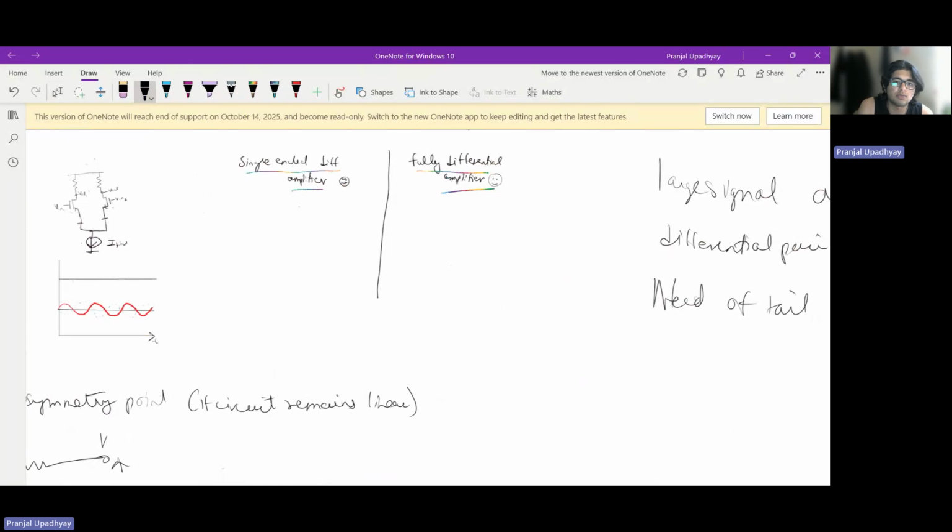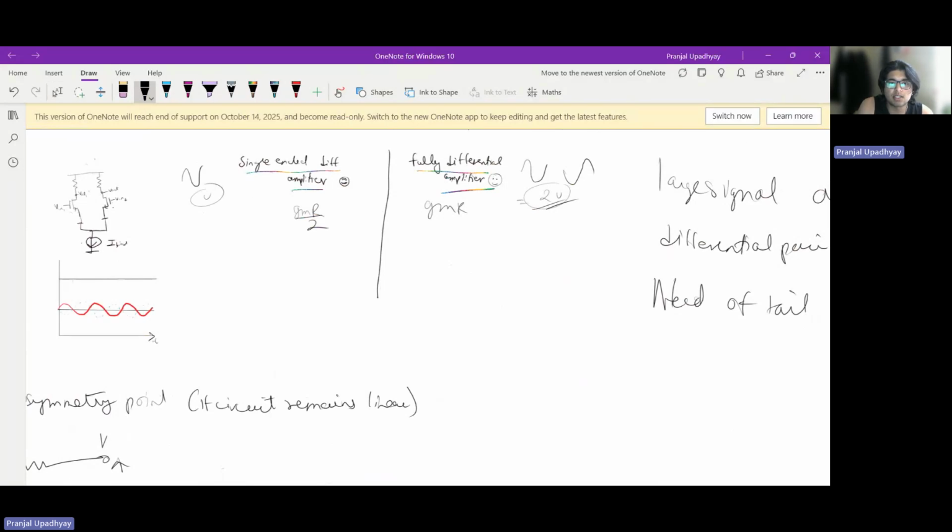But the thing here is that the differential gain of the single-ended amplifier is half of the differential gain of the fully differential amplifier. The gain in single-ended is half, and I think we can understand it intuitively also, because here you are taking only one end as output, and here you are taking the difference of the outputs which are themselves differential in nature. So you can understand that the swing will be twice, and thus the gain here is also twice. So that is the basic intuitive explanation.